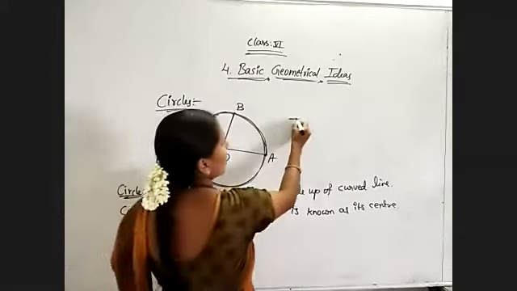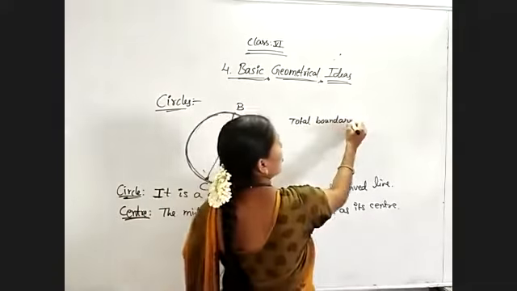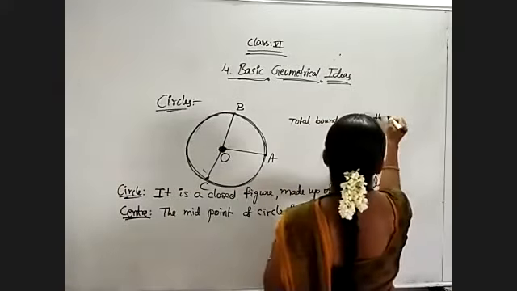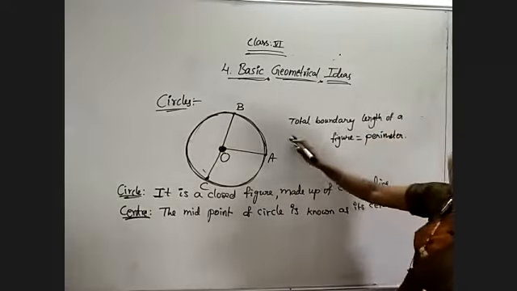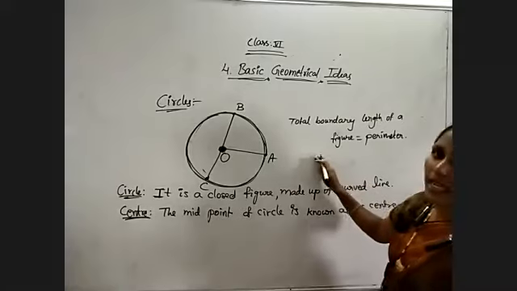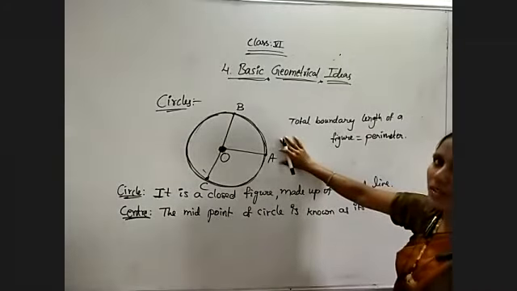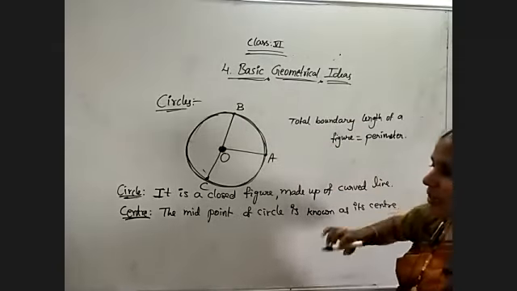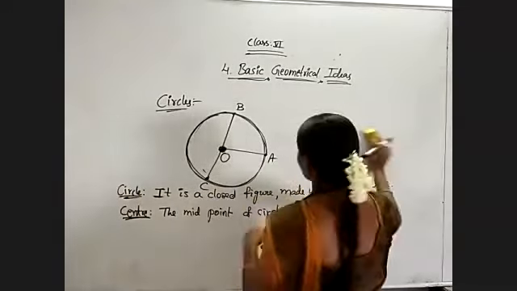Actually, the total boundary length of a figure is known as the perimeter for any figure, but because it is a circle, it is termed circumference. So the circumference of the circle is nothing but the perimeter of the circle itself. Circumference, boundary length, just remember that word.